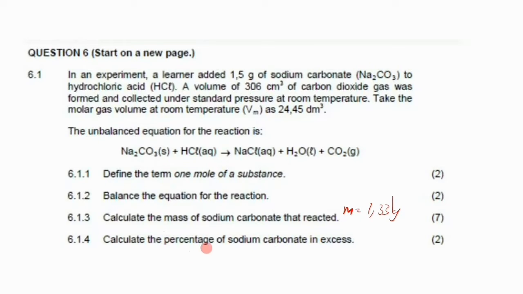Now we must calculate the percentage of sodium carbonate in excess. That means the sodium carbonate that did not react. So that one should be pretty easy. We can just start by calculating the mass of the unreacted sodium carbonate. Then we will say 1.5 minus 1.33, which should give us 0.17 gram, right?